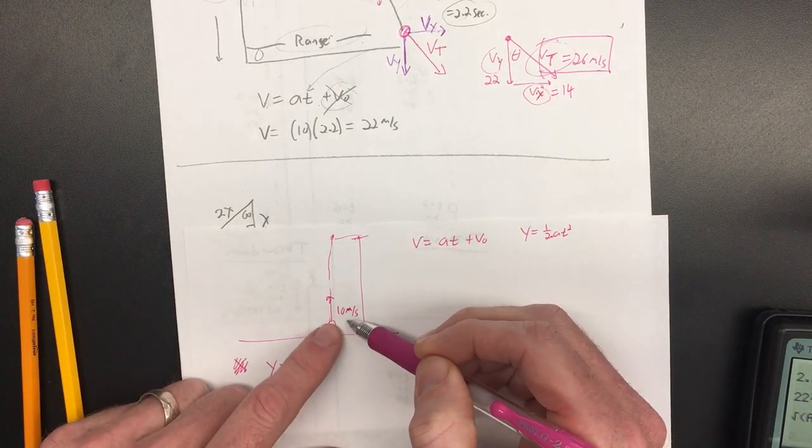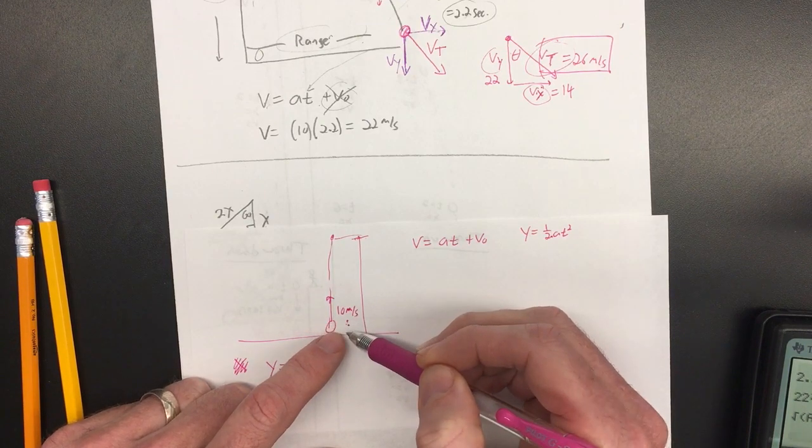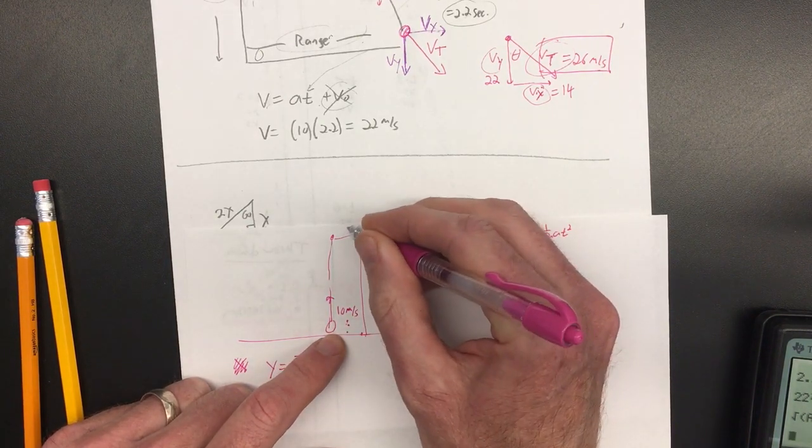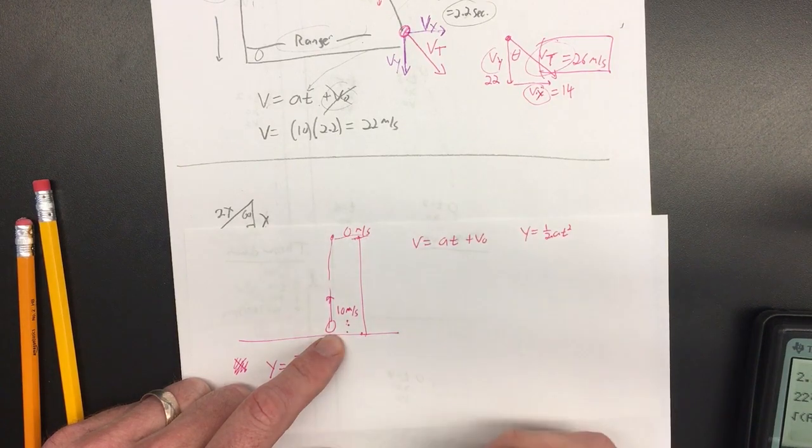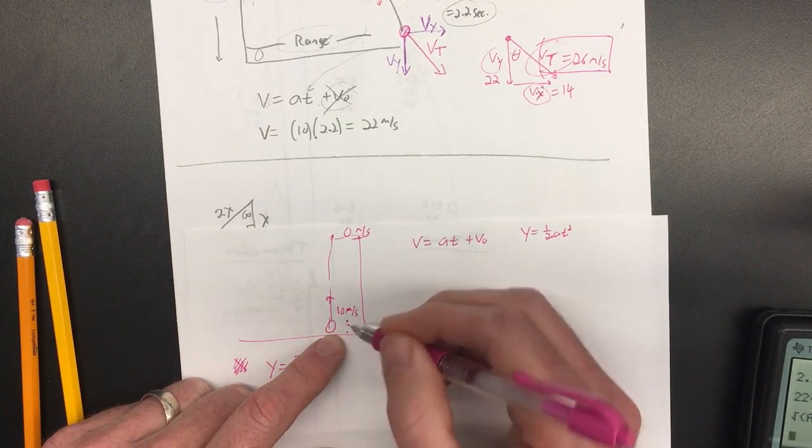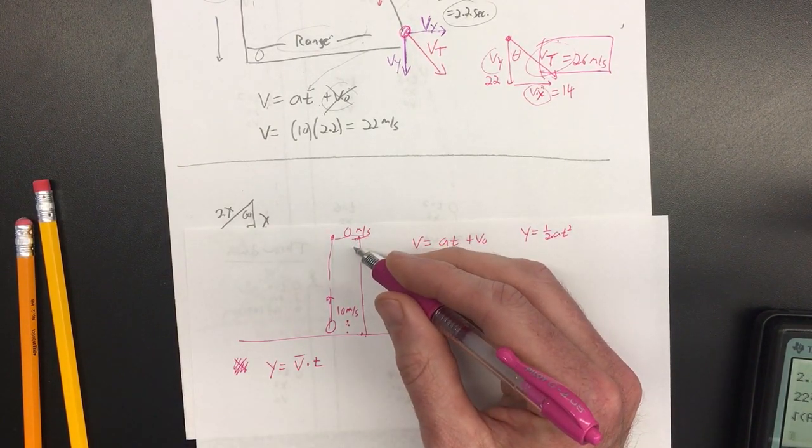We start out at 10 meters per second. Gravity is going to take away 10 every second that we're going. So we start out at 10, and 1 second later, we're going to have a speed of 0 meters per second. So it's going to take 1 second for it to reach the top of its trajectory.